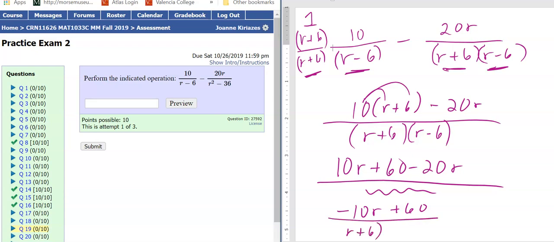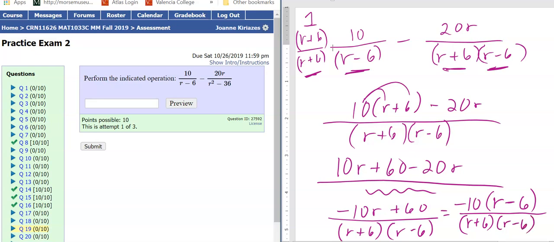And I go ahead and add in my denominator now. Now I always want to simplify last step, and I pull out my greatest common factor in the numerator. I'm going to put a 10, so a negative 10, and it's going to be r minus 6. So I can see r minus 6 cancels out, and I'm left with negative 10 over r plus 6.